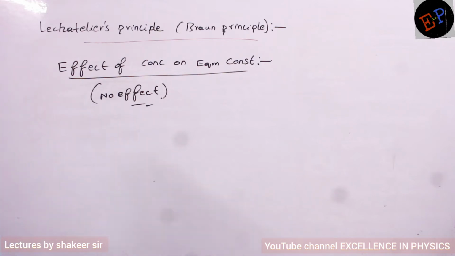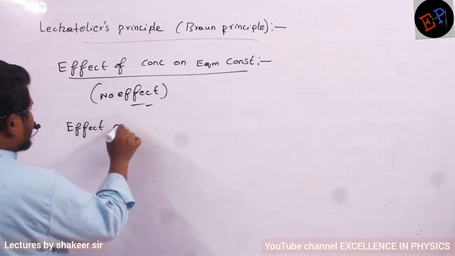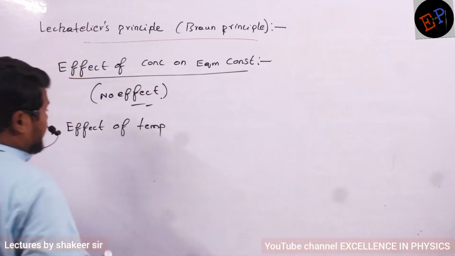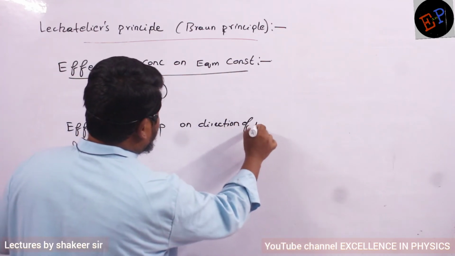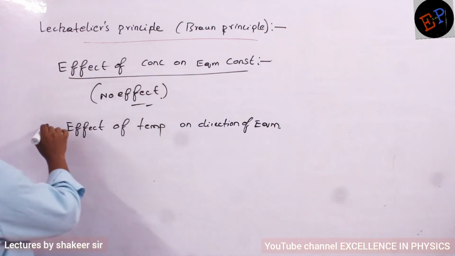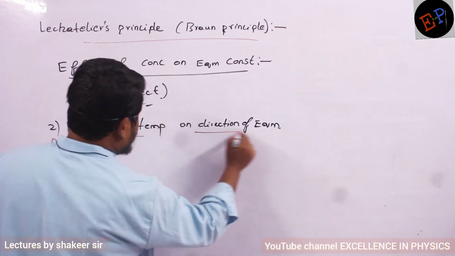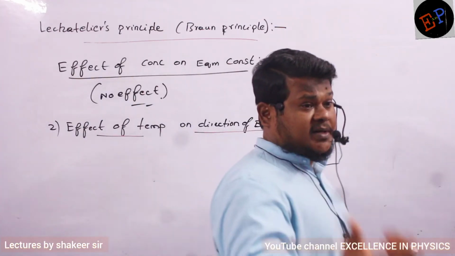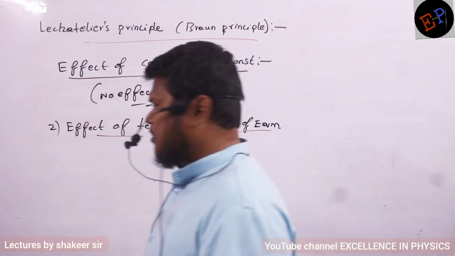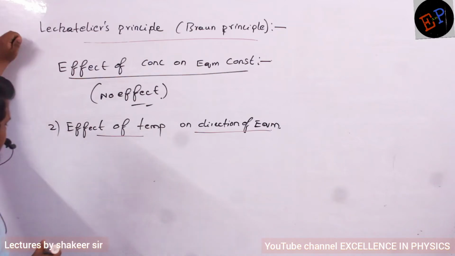Then we study the second one, which is called the effect of temperature on direction of equilibrium. This is the second one. The first one is the effect of concentration, and depending on concentration, the K value does not change. The second application which we are studying is the effect of temperature on the direction of equilibrium shifting. Are you able to understand? So here also we will study two cases.